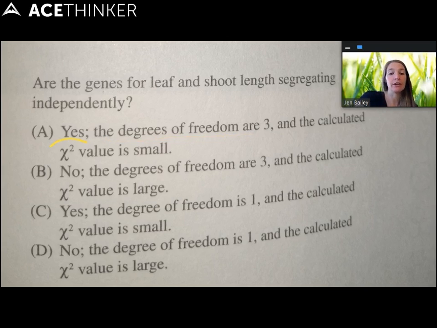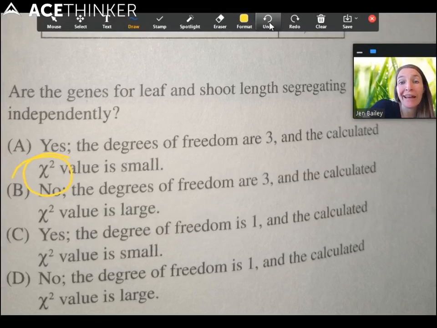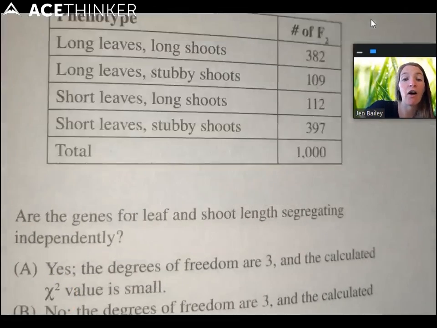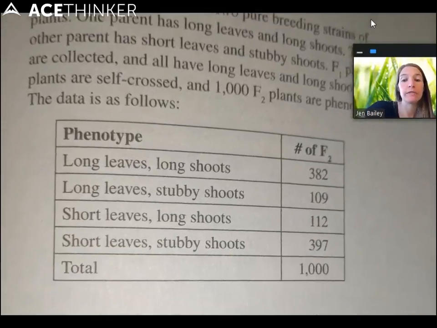And number 3, look right there. You've got chi-square value in your options. So those are the 3 clues that should tip you off that you're going to be using chi-square analysis, even though it didn't say it at all anywhere up here. It's not mentioned once.